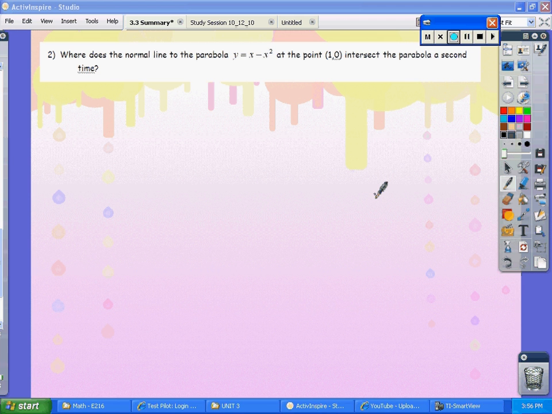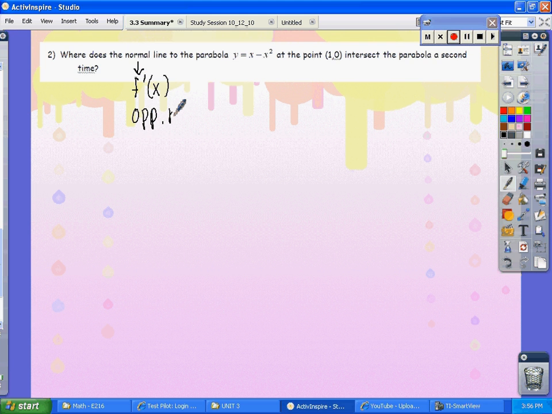So here is your next problem. Where does the normal line to the parabola at the point intersect the parabola a second time? So I just heard normal line. So this is where you find a derivative, but then you have to do an opposite reciprocal. So I'm just breaking the problem apart.